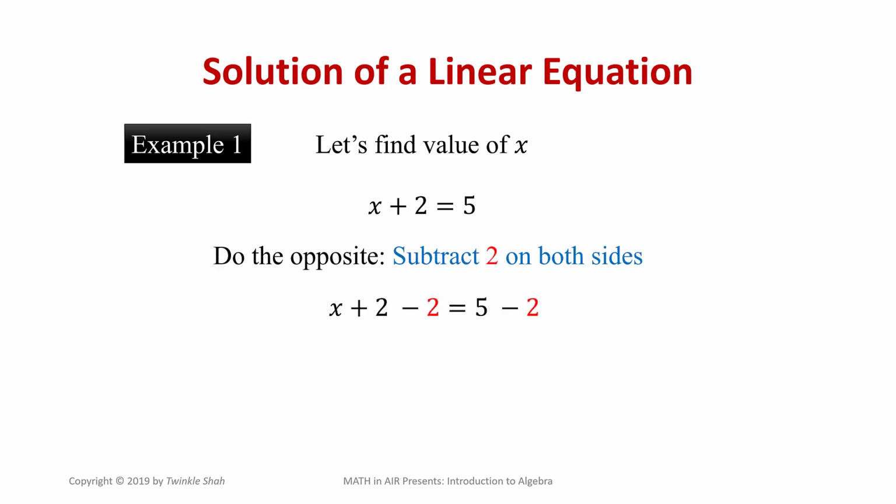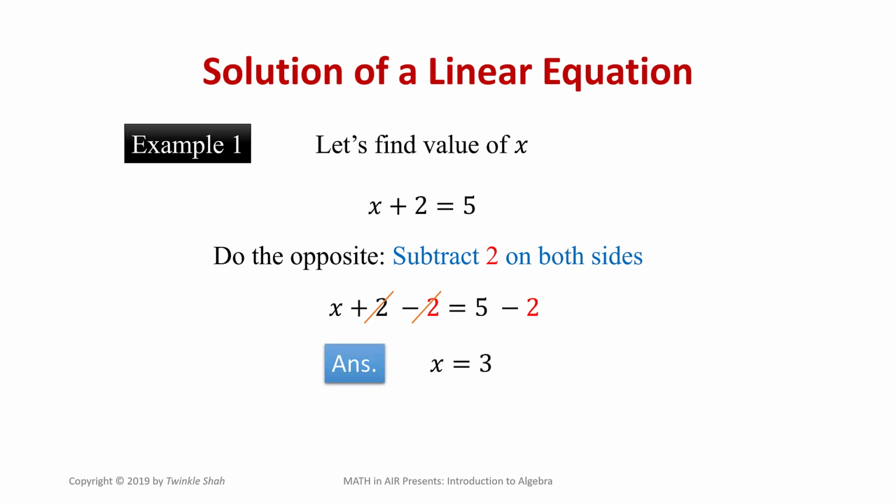Therefore, we get x plus 2 minus 2 is equal to 5 minus 2. Let's simplify the left hand side of this equation. Here we can cancel out plus 2 and minus 2. And now simplify the right hand side. 5 minus 2 is equal to 3. Therefore, x is equal to 3.